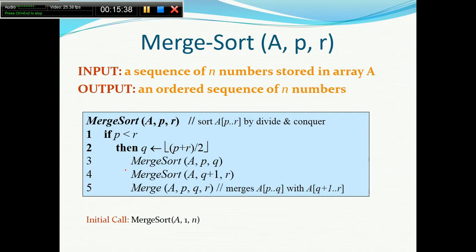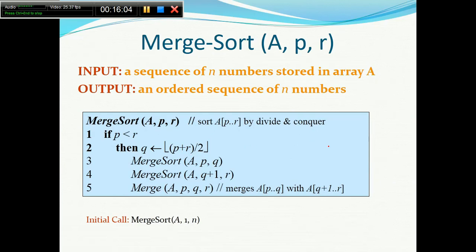Now whatever Q you get, you have to call the merge sort recursively until the problem becomes an easy problem. Q is the middle element. So from P to Q, I will call the merge sort again, and from Q plus 1 to R. Q is the middle element.